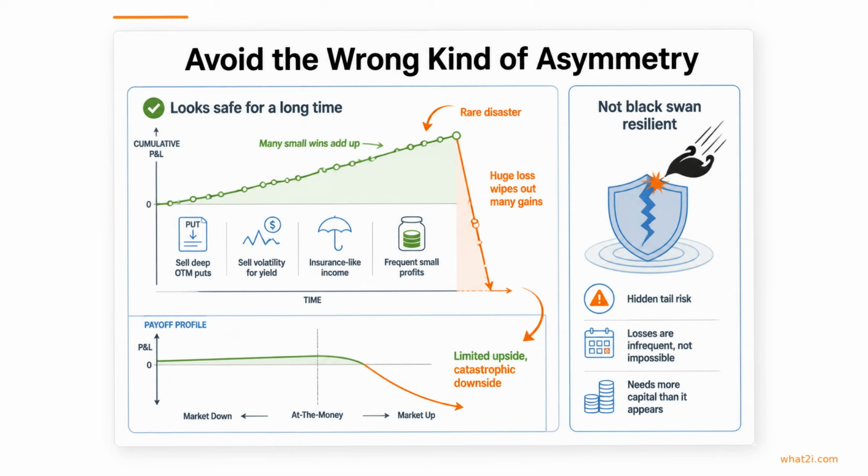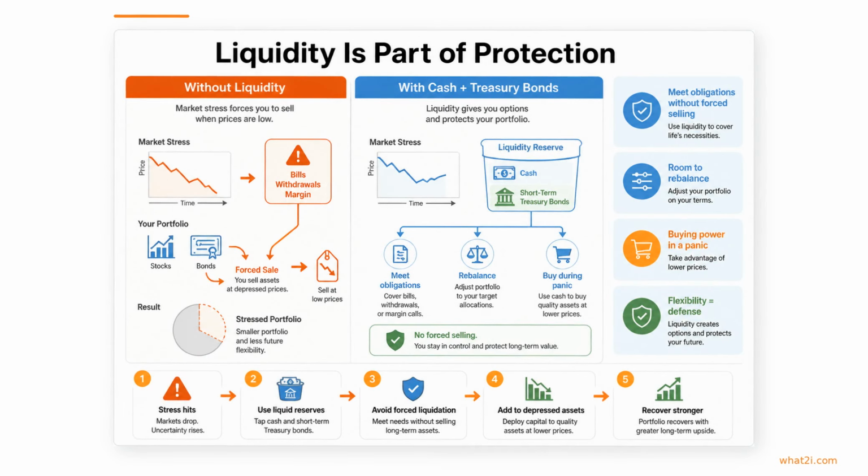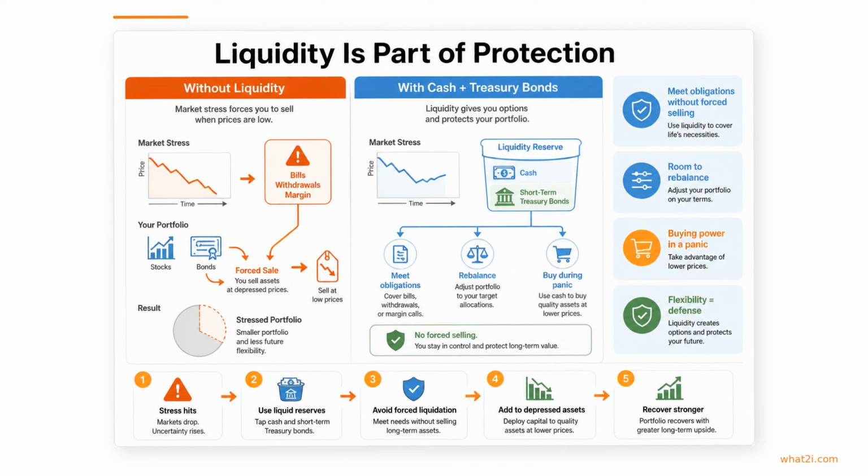If upside is small and downside is catastrophic, the strategy may be collecting pennies in front of a very large steamroller. Liquidity is one of the most underrated forms of protection. Cash and highly liquid government bonds may seem unexciting when markets are rising, but they become extremely valuable when conditions deteriorate. They help you meet obligations without being forced to sell risk assets at depressed prices. They also create room to rebalance into opportunities when others are constrained. In a panic, flexibility itself is a defensive asset.